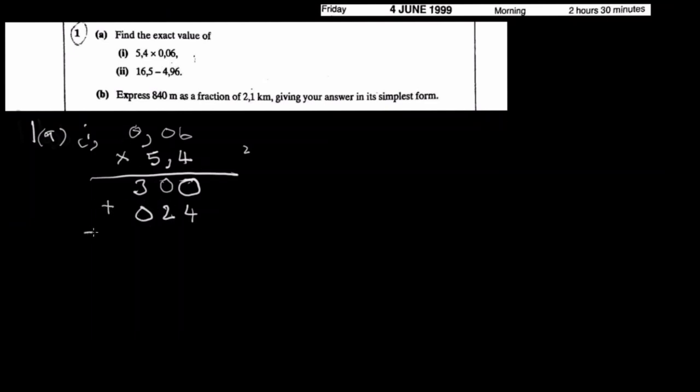Then these should be added. 0 plus 4, that's 4. 0 plus 2, it's 2. 3 plus 0, it's 3. Then the number of our decimal places, 1, 2, 3. 1, 2, 3, comma, 0.